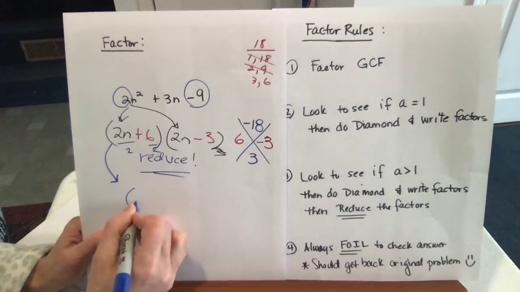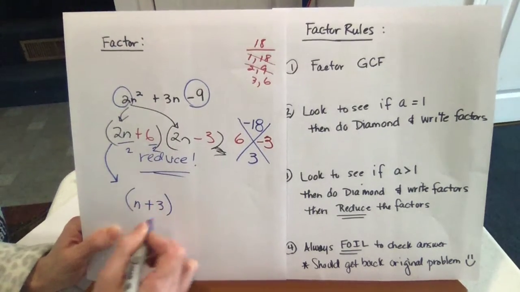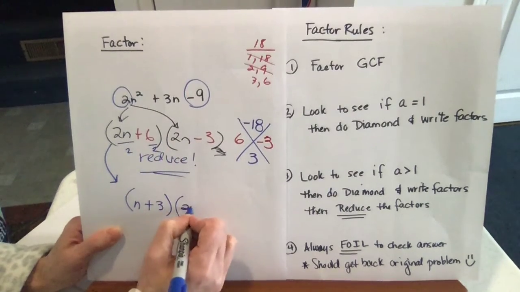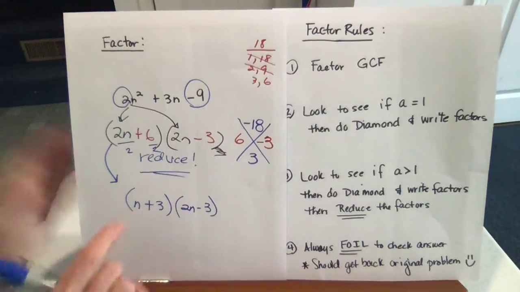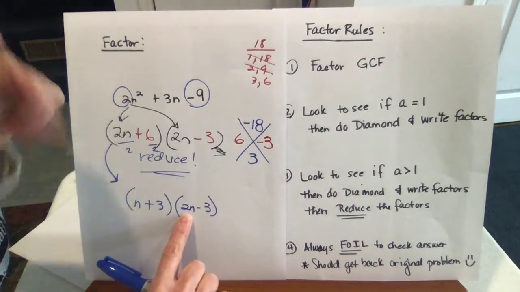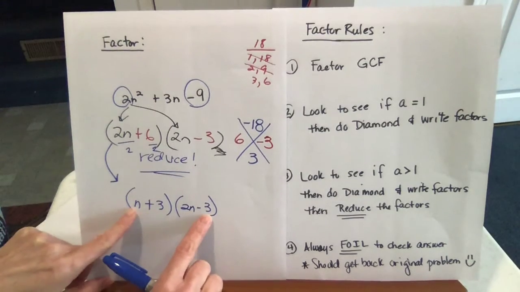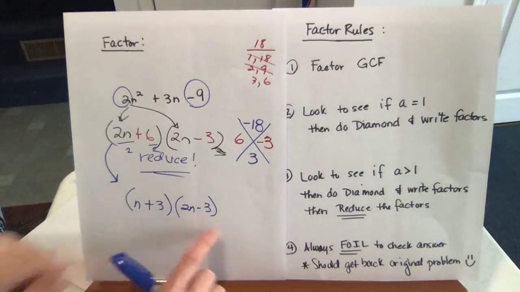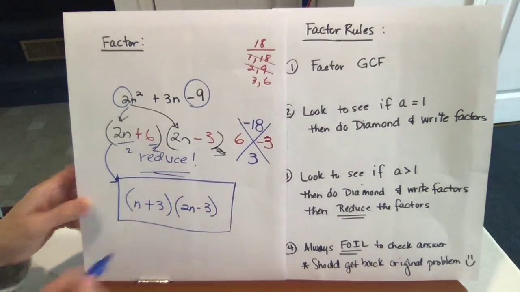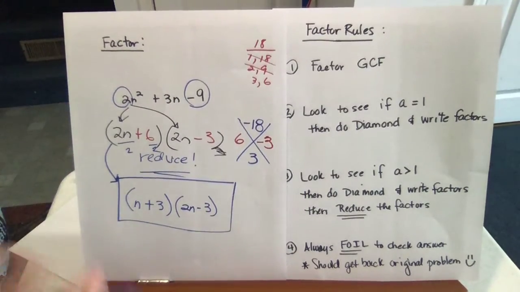And we're going to wind up with n plus 3 times 2n minus 3 does not reduce, so we keep 2n minus 3. And you should check, so I'm going to do this quickly. 2n squared, bingo. 6n minus 3n is +3n, and -9, done. So that is our final factorization of 2n squared plus 3n minus 9.